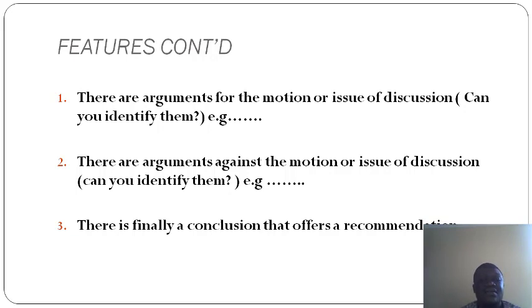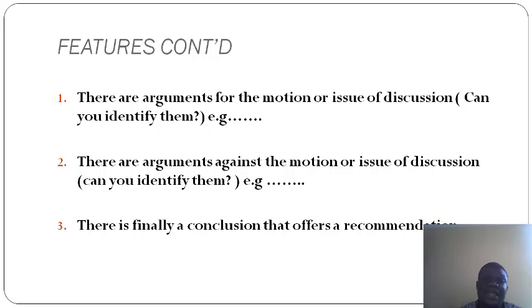Then again, there are arguments against the motion or the issue of discussion. And like we said in this same discussion, is it time to ban cars from the city? Someone says, no, it's not time to ban cars from the city. So he has arguments against this motion that it's time to ban cars from the city centers. So usually in a balanced report, you see that there are arguments for and there are arguments against the motion.